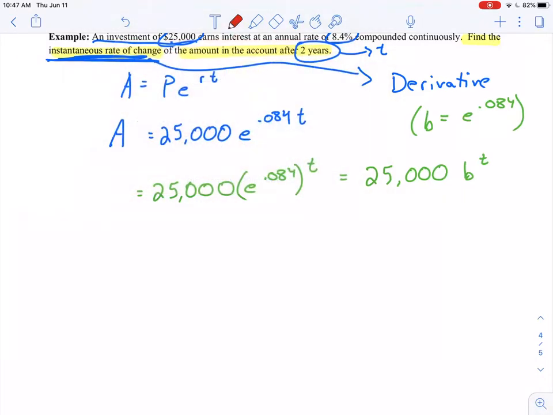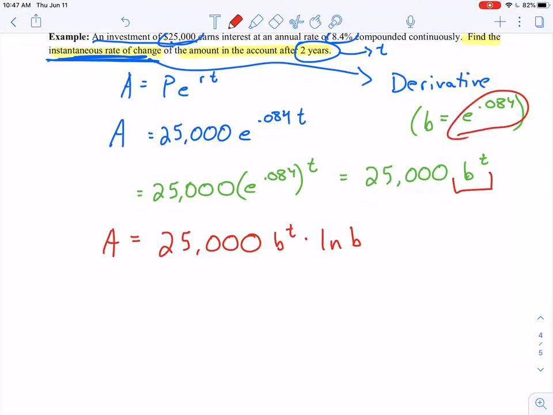So when I go to take the derivative, a equals 25,000, this is a constant multiple. It's not going anywhere. 25,000. The derivative of b to the t is just b to the t times natural log of whatever my base is. My base is b here. But this isn't super helpful because I don't want this in terms of b, so I'm going to take this e to the 0.084 and plug that back in. Oops, so this is an a, I'm sorry, this is a prime, excuse me.